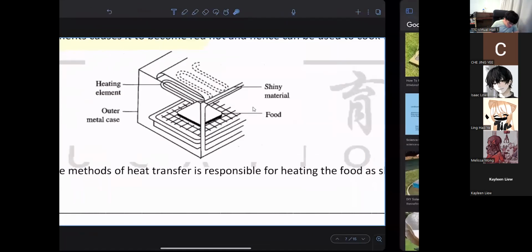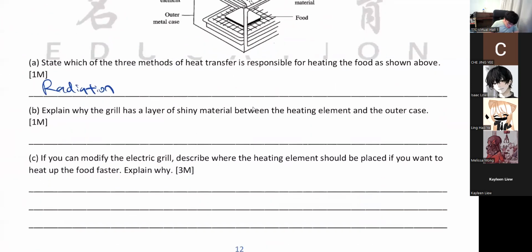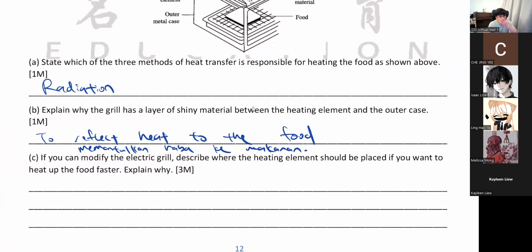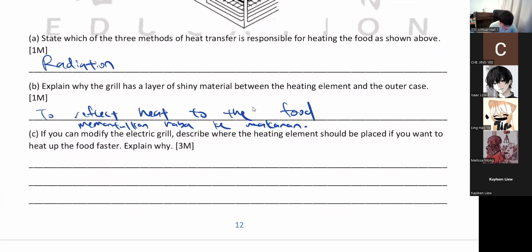Okay, so you have your shiny material. So why is it shiny? This is to reflect heat to the food. Untuk memantulkan haba ke makanan. This is why if the inside of your oven is shiny, it can reflect heat, so your food actually cooks faster. That's a reason why.